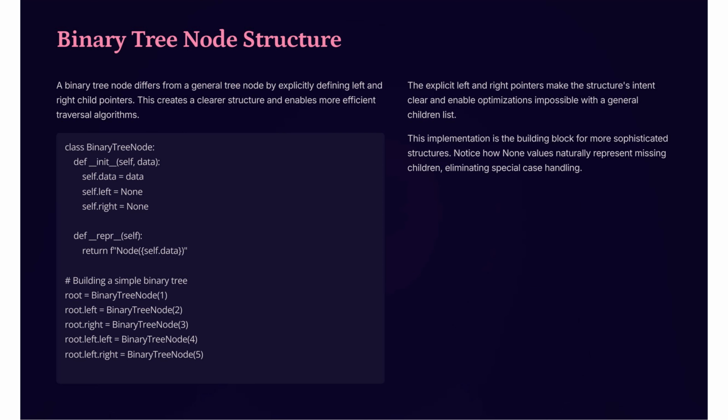A binary tree node is defined with explicit left and right child pointers, enhancing clarity and efficiency in traversal algorithms. This structure, exemplified by a simple tree with nodes 1, 2, 3, 4, and 5, serves as a foundation for advanced structures. None values naturally represent missing children, simplifying implementation.